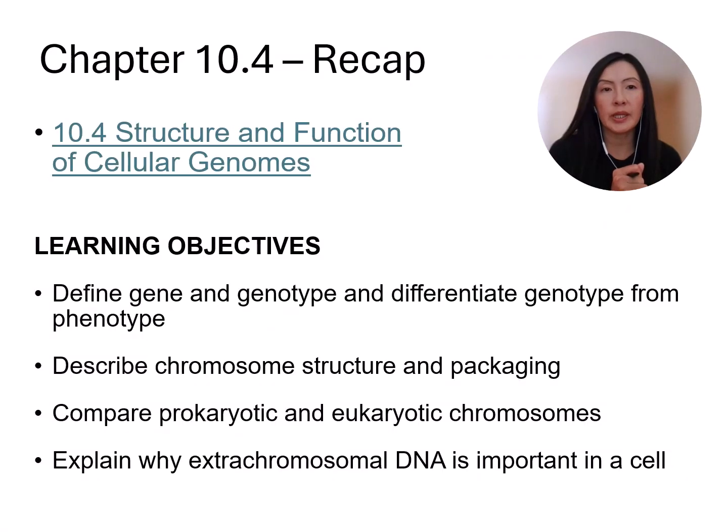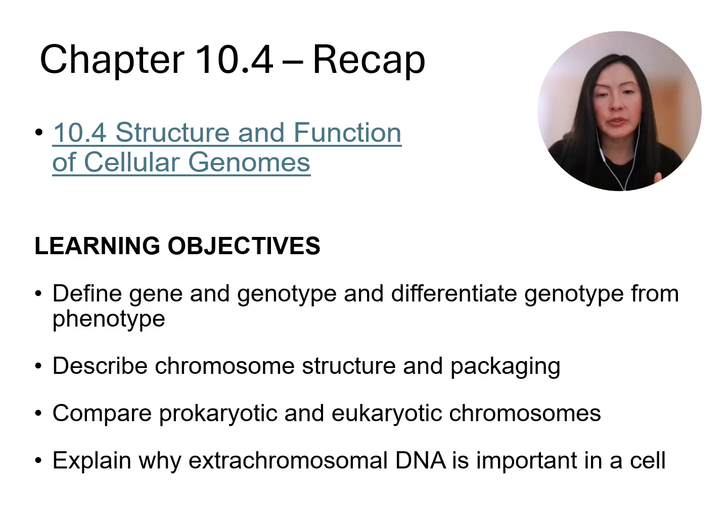For the first one, a gene is a segment of DNA that encodes a functional product, which can be protein or RNA. A genotype is the complete set of an organism's genes, right? Its genetic makeup. Phenotype is the observable traits or characteristics that are expressed from that genotype. So the genotype really provides the blueprint, but the phenotype is the outcome under specific conditions.